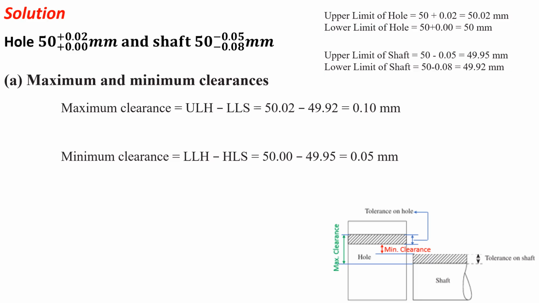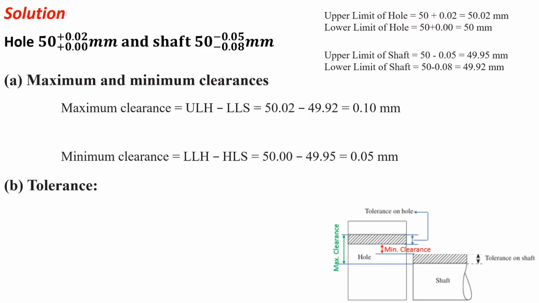So next we have to look for the minimum clearance. So minimum clearance equal to the lower limit of the hole minus upper limit of the shaft, which is equal to 50 minus 49.95, which is equal to 0.05 mm.